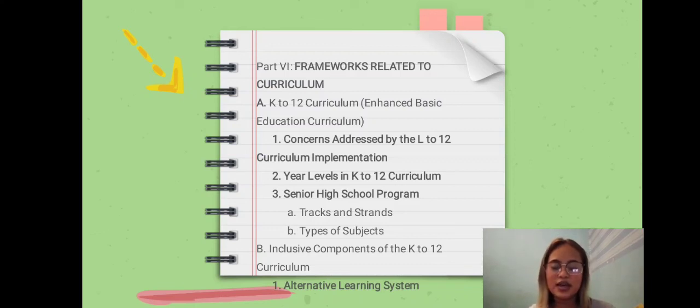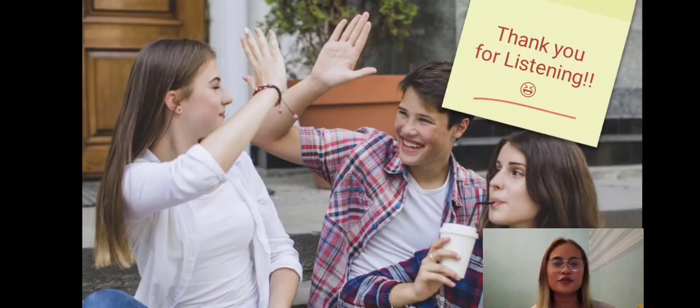And letter B, inclusive components of the K-12. First is the alternative learning system. The alternative learning system is a response to the formal education in the K-12 curriculum. And that would be all for my report.